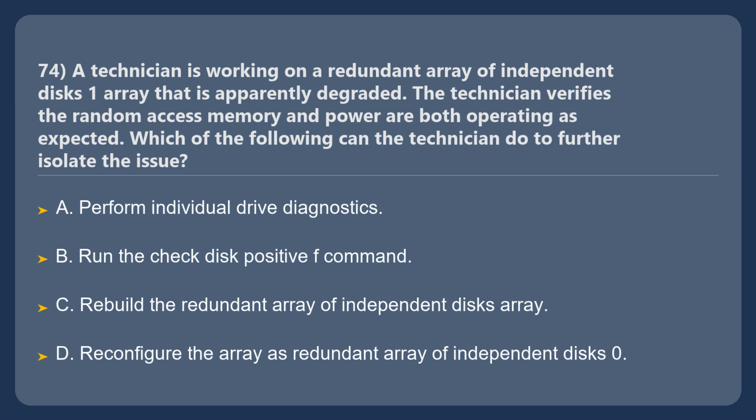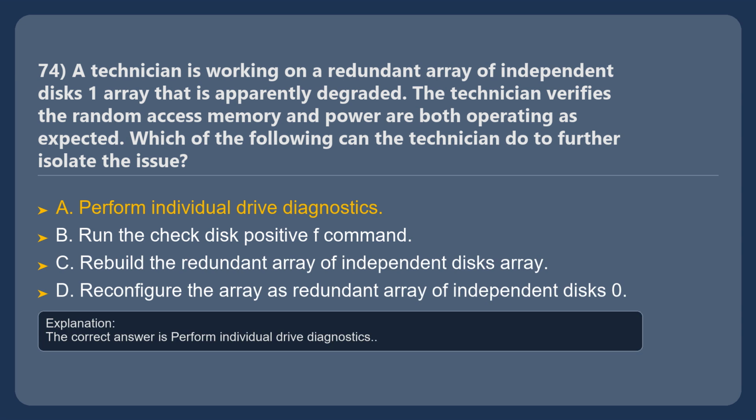Question 74. A technician is working on a redundant array of independent disks, or RAID, array that is apparently degraded. The technician verifies the random access memory and power are both operating as expected. Which of the following can the technician do to further isolate the issue? Option A. Perform individual drive diagnostics. Option B. Run the check disk /F command. Option C. Rebuild the redundant array of independent disks array. Option D. Reconfigure the array as redundant array of independent disks 0. The correct answer is option A. Perform individual drive diagnostics.